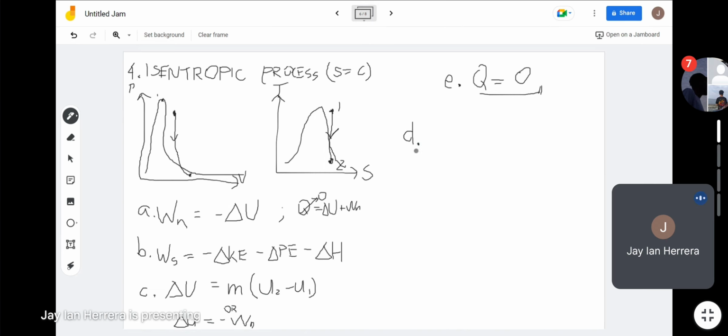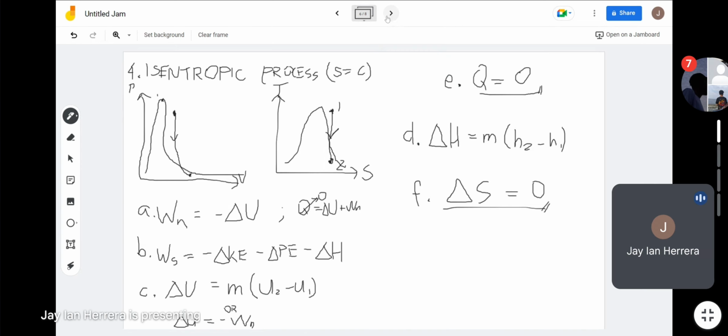The letter D naman natin is our change in enthalpy. So, general formula pa rin yun. So, mass multiplied by the specific enthalpy 2 minus specific enthalpy 1. And then ito, si E natin, yung heat transfer. And then last is our change in entropy. Of course, change in entropy natin is 0, since entropy is constant. Entropy 1 minus entropy 2 will be equivalent to 0.